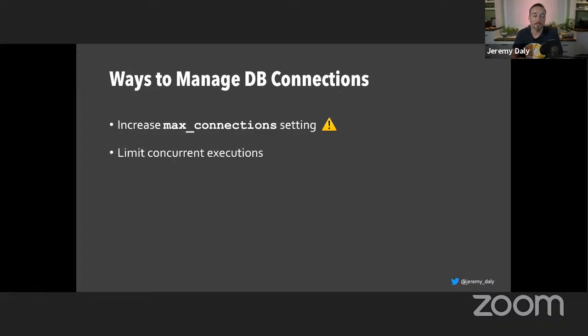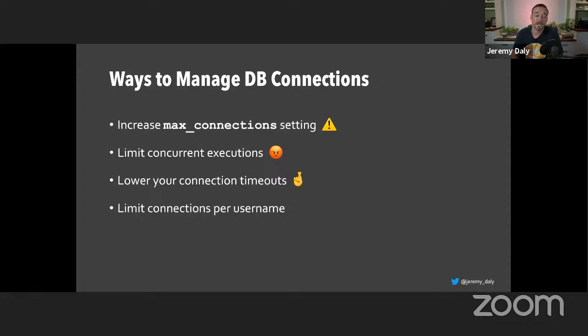You could try limiting the concurrent execution, so that our Lambda function can only have 500 concurrent connections. But if users start hitting up against those limits and getting too many request errors, that's not going to make them very happy. We could lower connection timeouts, so that if the zombie connections kick in, they expire after 2 minutes or 5 minutes or whatever it is. That's a bit of a hope-and-pray sort of strategy. You can also limit connections per username and play games like that.